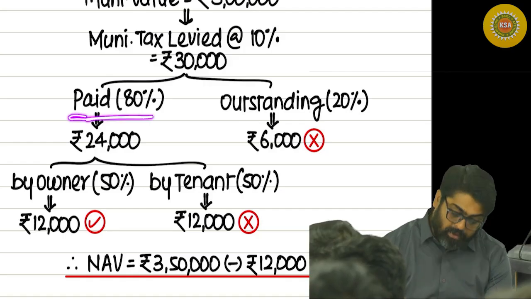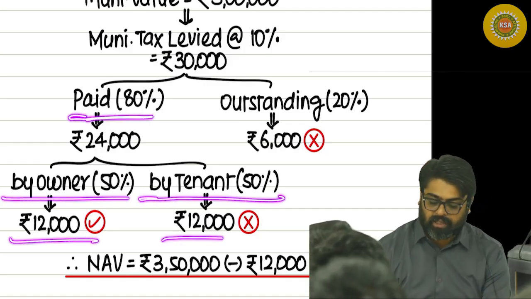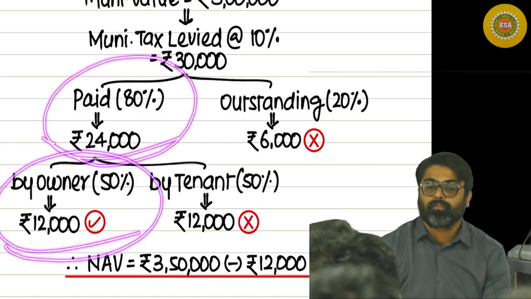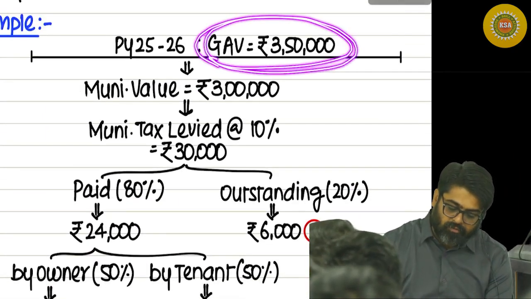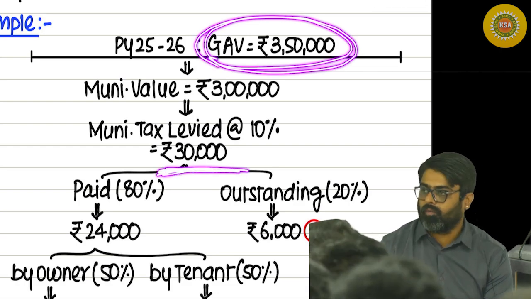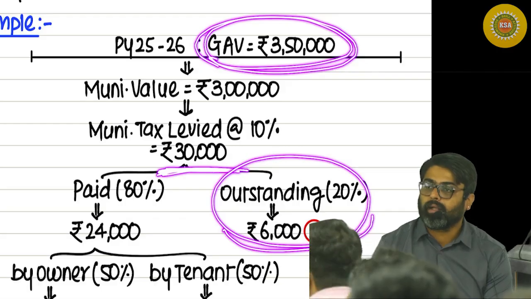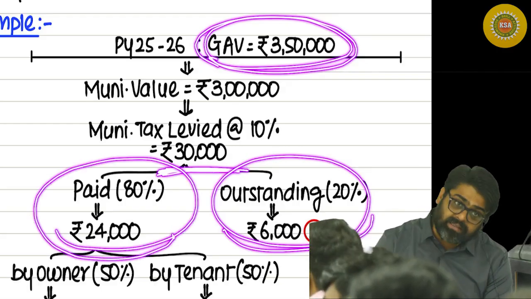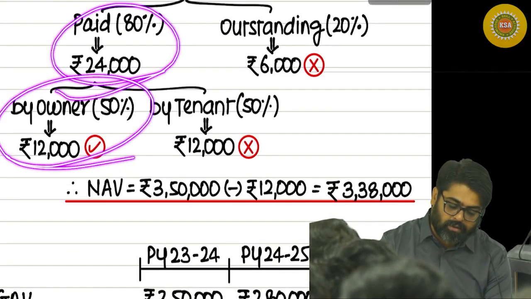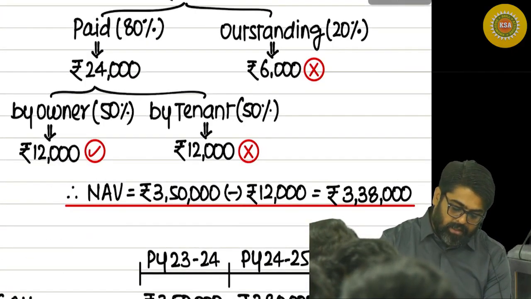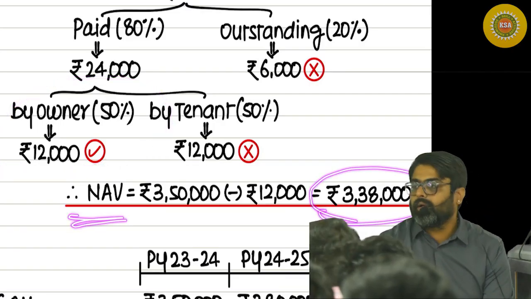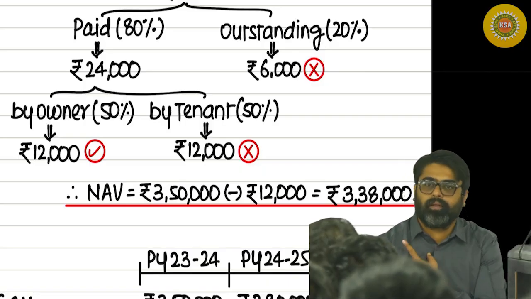But out of that 80%, the owner has paid 50% and the tenant has paid 50%. So how much deduction will you get? The entire 24,000 or only 12,000? Out of the GAV of 3,50,000, instead of taking the deduction of 30,000 you cannot take it. Why? Because 6,000 is outstanding. So you can take 24,000, but this entire 24,000 is not paid by the owner. How much out of this 24,000 is paid by the owner? So out of 3,50,000, the deduction of 12,000 will be available and your NAV will be 3,38,000. Will you be able to identify like this?